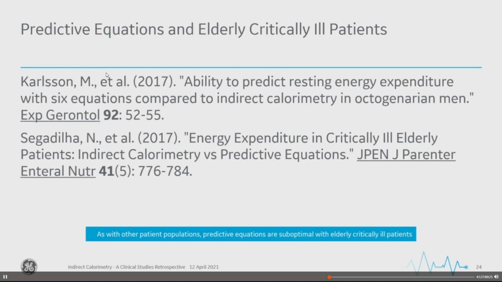Once again, the elderly do not fit the norm for where predictive equations were based, just like obese patients weren't. So indirect calorimetry is ideally suited for these elderly patients, especially as you're cresting beyond 70 years of age.